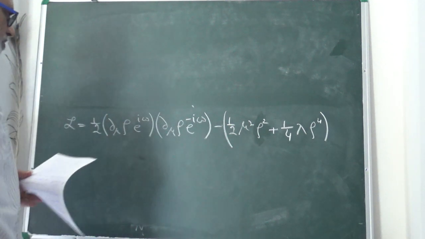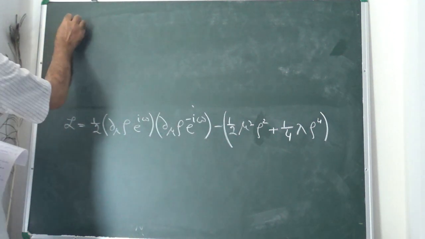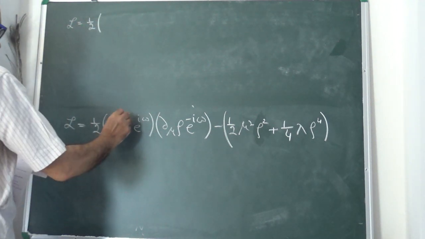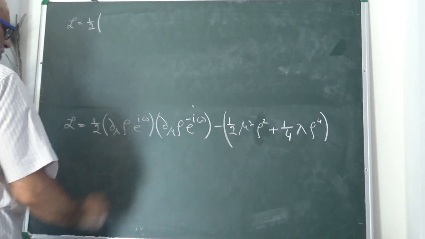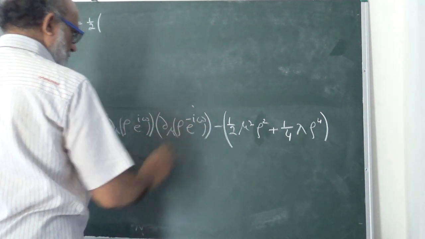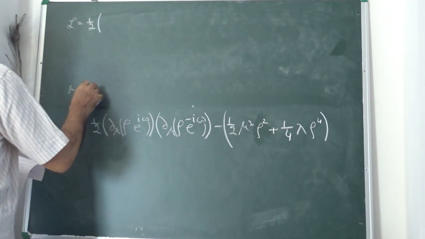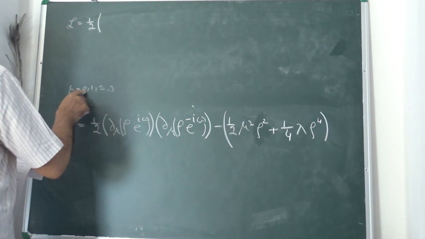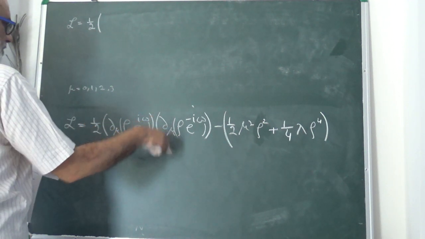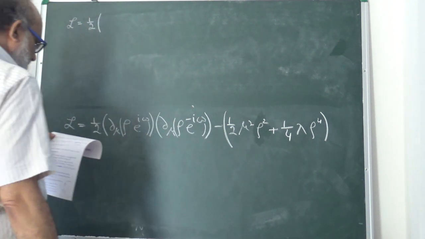This del mu acts on both of these, so we differentiate both. Mu is the index, and mu is equal to 0, 1, 2, 3. 0 corresponds to time, and 1, 2, 3 correspond to space. So it is the derivative with respect to space and time. This is also a derivative with respect to space and time.